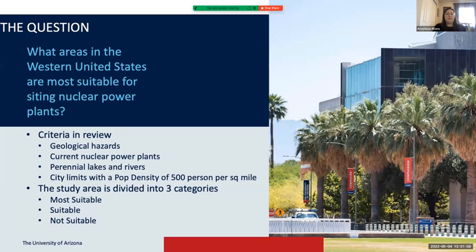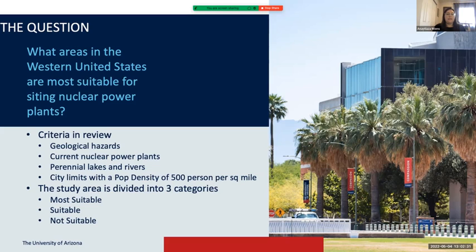So the question for this project was, what areas in the Western United States are most suitable for siting nuclear power plants? Some criteria in review for this project were geological hazards such as volcanoes, landslides, faults, and significant earthquakes. Other items were current nuclear power plants, only those being utilized or reviewed in the study area, lakes and rivers, and city limits with large population densities of 500 persons per square mile.